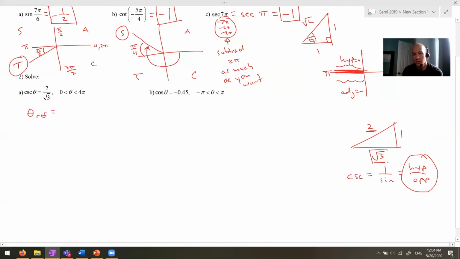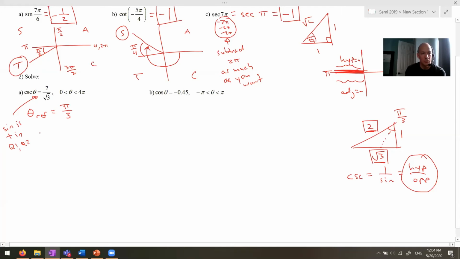So what angle in this triangle has that being the case? The angle for which root 3 is the opposite is this guy up here, and that turns out to be pi over 3. So all this thought process has to go on in order for you to figure out what the reference angle is, and the reference angle therefore is pi over 3. Okay, so what we do then is acknowledge that sine is positive in quadrant 1 and quadrant 2.